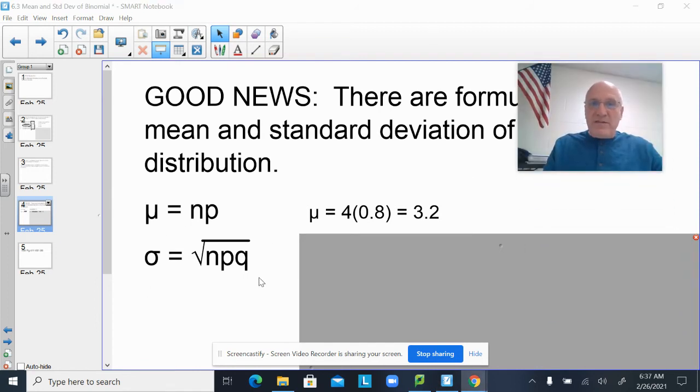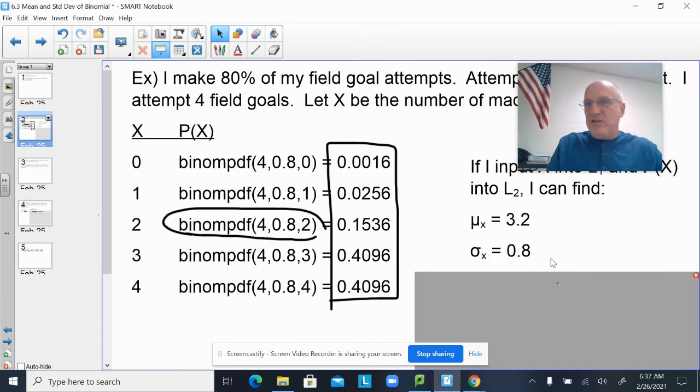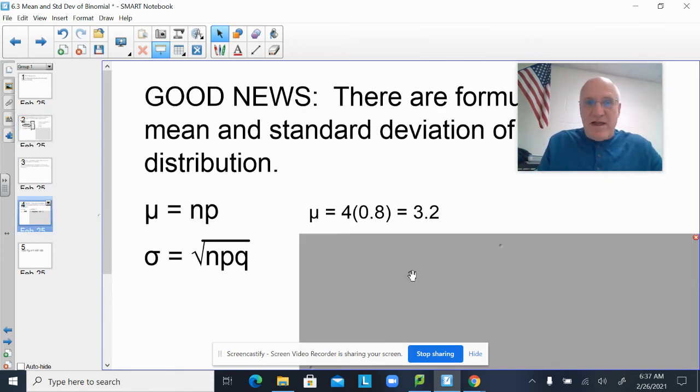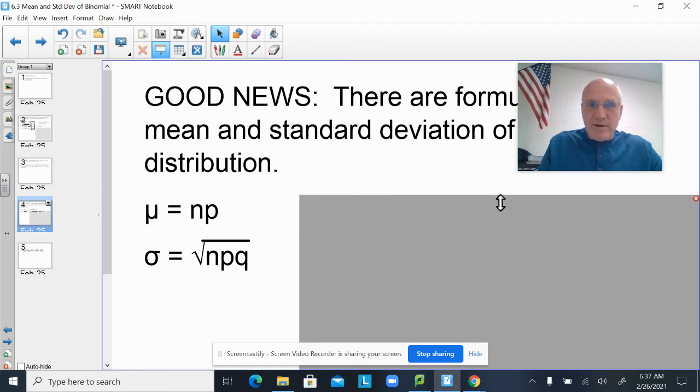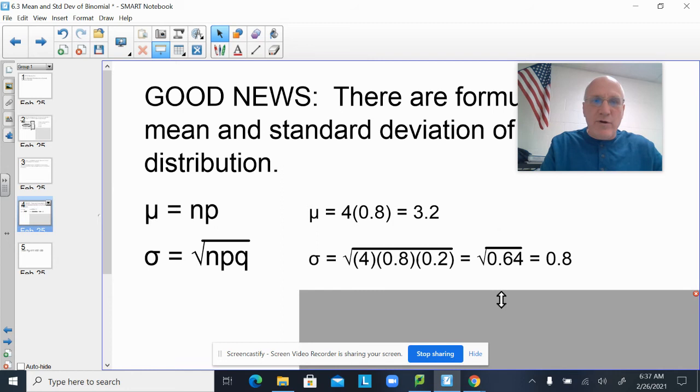And then this formula for the standard deviation is not nearly as intuitive. We remember we did the math earlier, and we found that the standard deviation happened to be 0.8. Let's see if that in fact holds. This is the square root of n times p times q. Remember, n is 4, p is 0.8, the probability of success. q is the probability of failure, which is 1 minus p, which is 1 minus 0.8, which is 0.2. So that becomes the square root of 4 times 0.8 times 0.2, which turns out to be the square root of 0.64, which is in fact 0.8. So it's the same answer, thankfully.